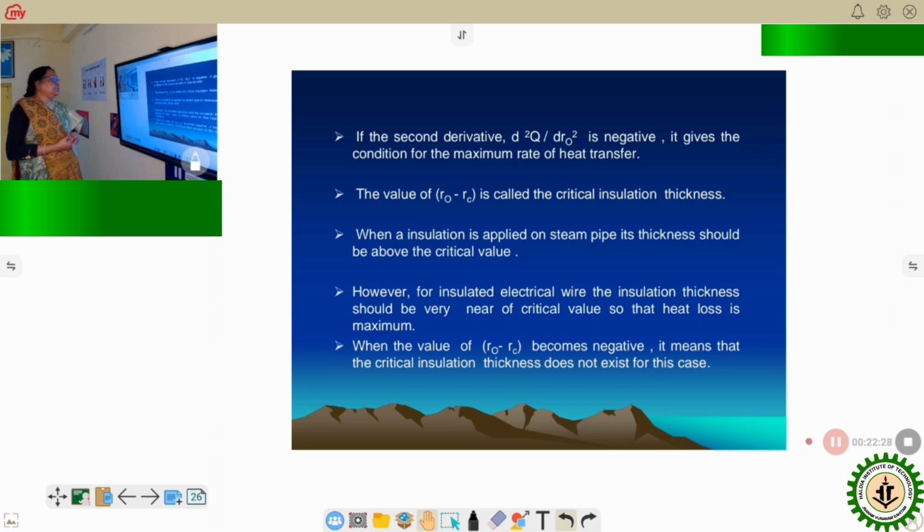And when the insulation is applied on a steel pipe, its thickness should be above the critical value to check the maximum heat loss. However, for insulated electrical wire, the insulation thickness should be very near the critical radius so that the heat loss is the maximum. And when the value of Ro minus Rc becomes negative, it means that the critical insulation thickness does not exist for this case.